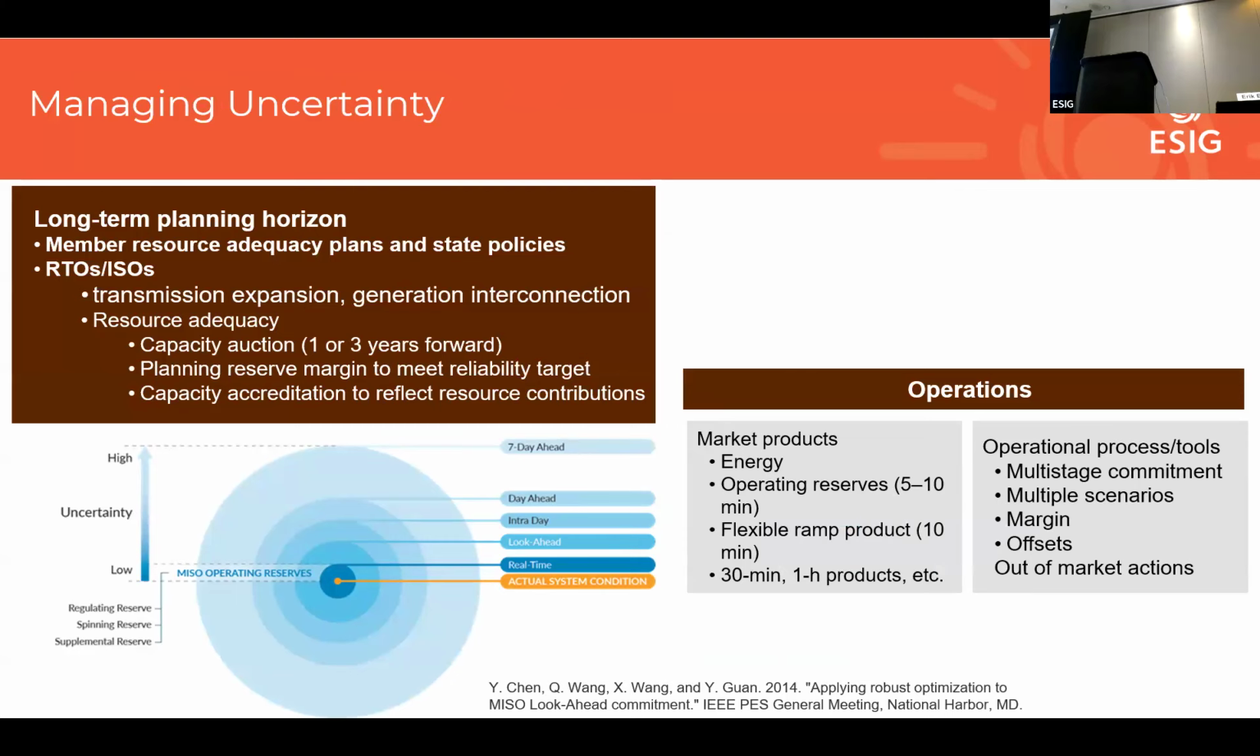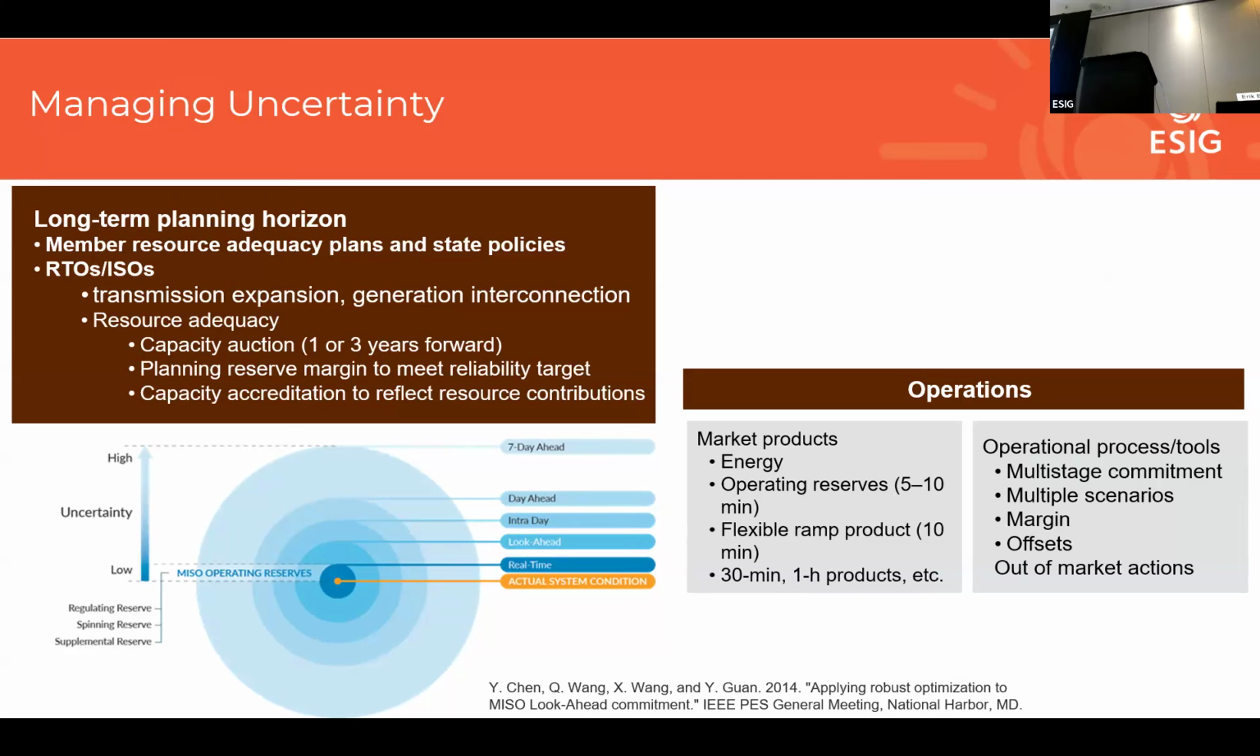Yeah. So these slides basically show the operational process for managing uncertainty. Really, this uncertainty management process probably starts all the way from long-term planning. In many of these areas, the states and the member utilities are responsible for resource adequacy, especially on the longer term, like a 20-year or 10-year time frame. And then there are the state policies. And then the ISOs and RTOs normally work closely with their member states to ensure reliability.